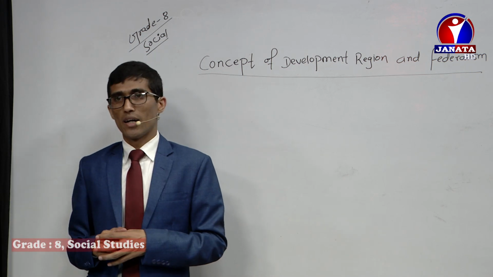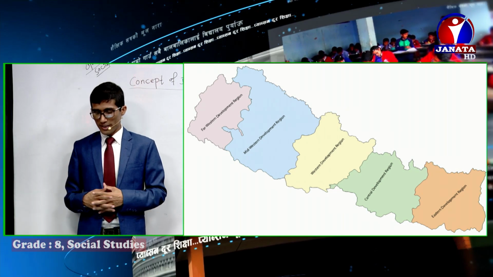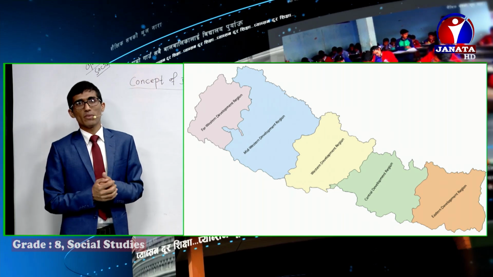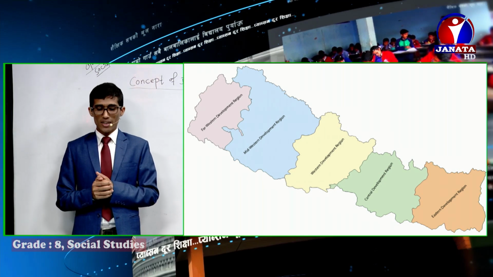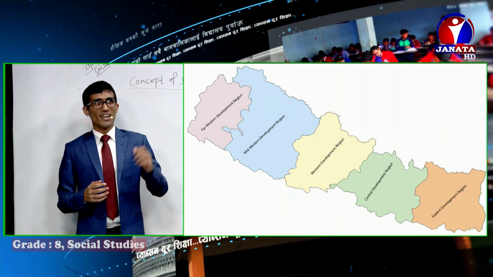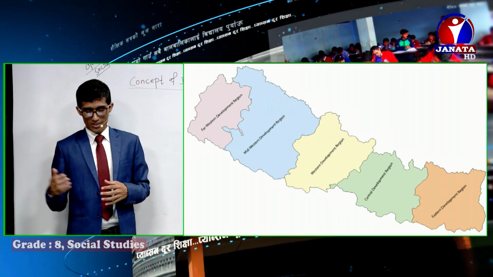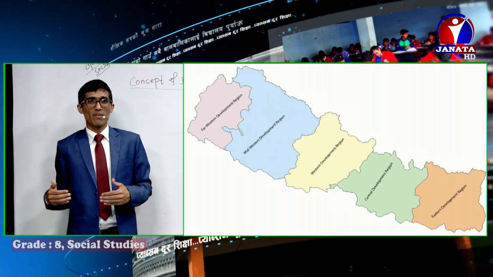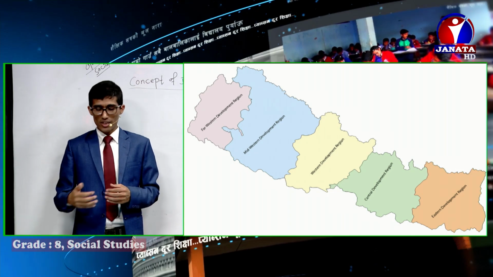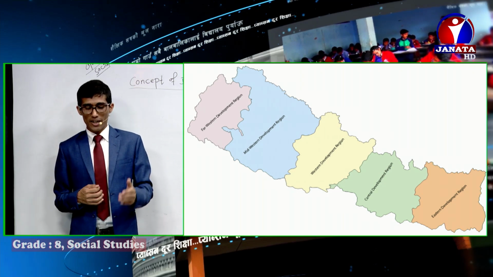And see this map, Nepal's division into different development regions: the Eastern Development Region, then Central Development Region, Western Development Region, Midwestern, and Far Western. This map is a bit old, so the recently included areas, Lipulekh, Limpiyadhura, are not included in this map. I have not got the present map of these 5 development regions, so I have used that old map. So don't forget, Lipulekh, Limpiyadhura are also added to Nepal's map now.